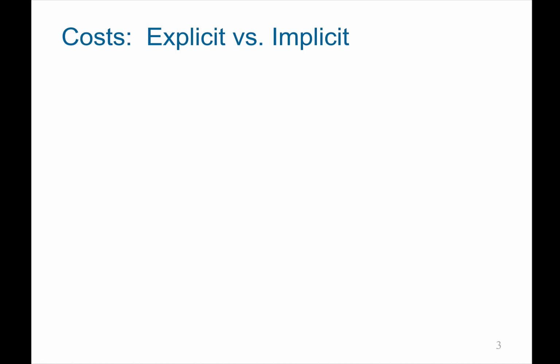Let's briefly talk about the difference between explicit and implicit costs. You are in an economics class. Remember, the true cost of something is what is given up to get it, right? The true cost is what we call the opportunity cost. And in an economics class, we don't care if you actually paid money for a cost or not, right?